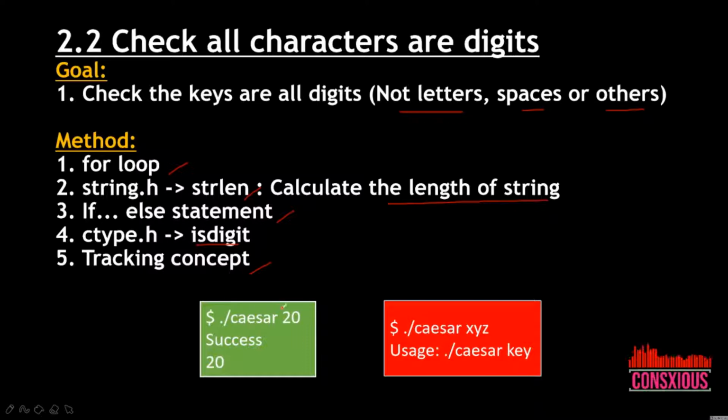So our program will be something like these two. Okay, so this is the key. So I can draw the XYZ. So this key is 0. So it fulfills what we want. So we'll print success here. We also have to reprint the key here. So else we will reject and go to statement 2, which is usage: ./caesar key.